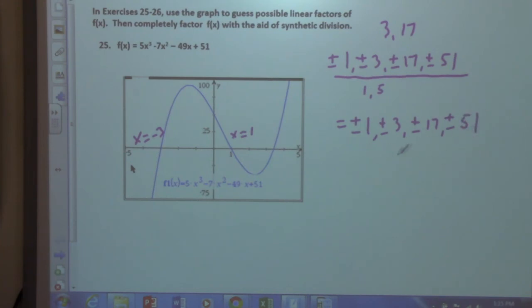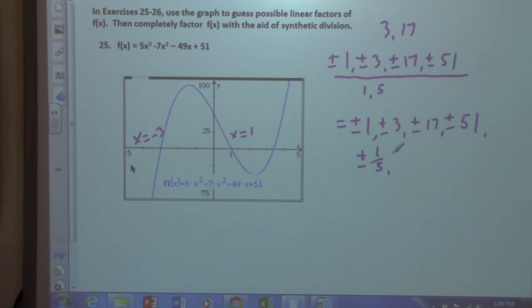Wait, so that's... Why did we have 1 and 5 on the bottom? Pardon me, what did you say? Why did we put 1 and 5 on the bottom? Because that's how the rational roots theorem works. So now let's go ahead. We got them divided by 1. Now we got to divide all these by 5. So we're going to have 1 divided by 5.